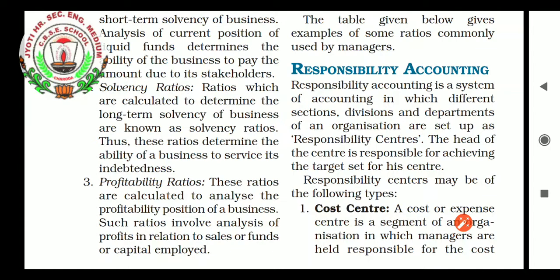Profitability ratio. These ratios are calculated to analyze the profitability position of a business. Such ratios involve analysis of profit in relation to sales or funds or capital employed. So profitability ratio is also simple, students. This ratio is thus to know the profit position of a business.